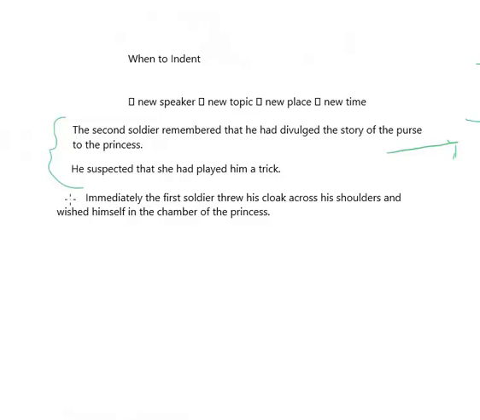But this third sentence here, immediately the first soldier threw his cloak across his shoulders and wished himself in the chamber of the princess. We went from the second soldier to the first soldier, so we now have a new speaker. So we would want to put a backwards P with an extra line in front of this, or an arrow pointing this way. This will help us to remember to indent at this sentence.